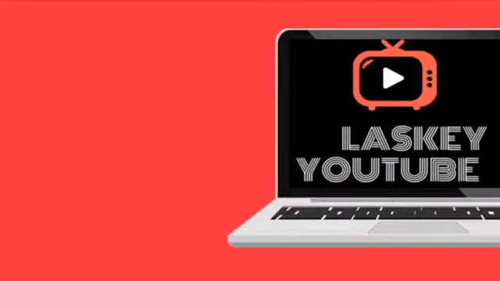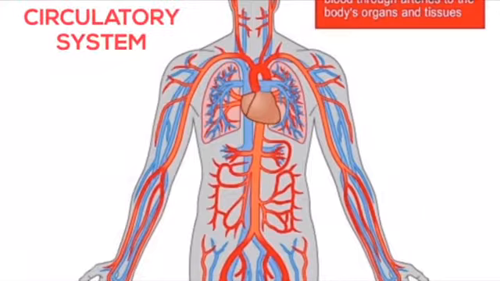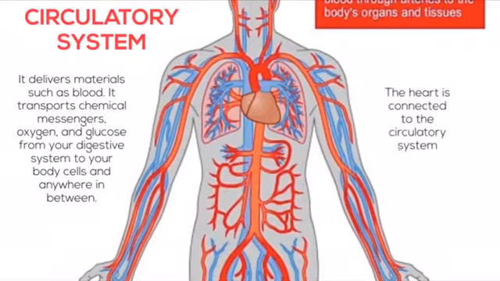Last week we explained all the muscles. Today we will be learning about the circulatory system. The circulatory system does many tasks. It delivers materials such as blood.